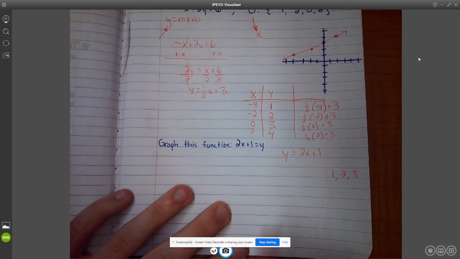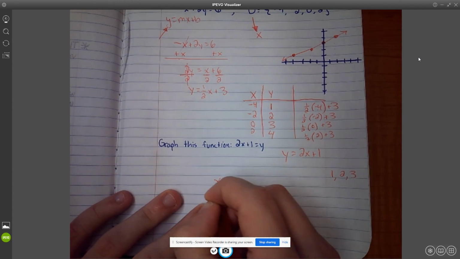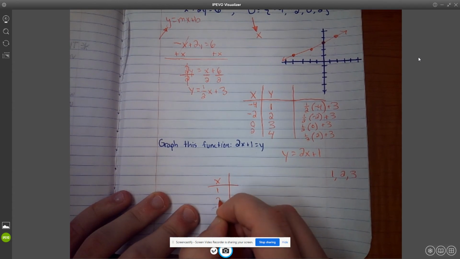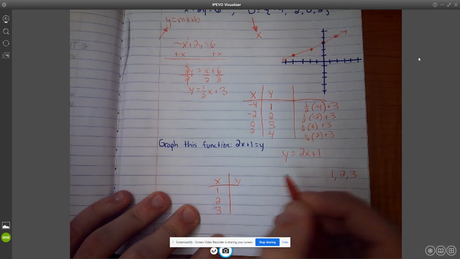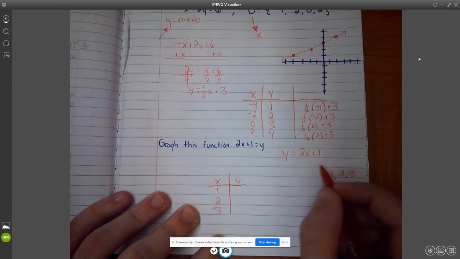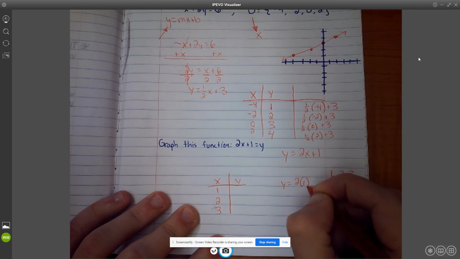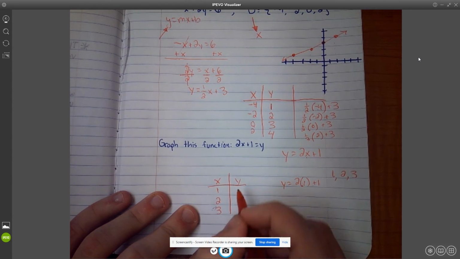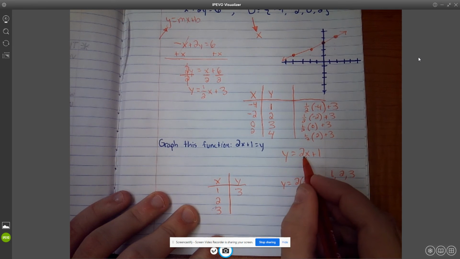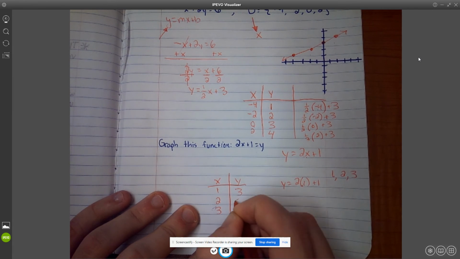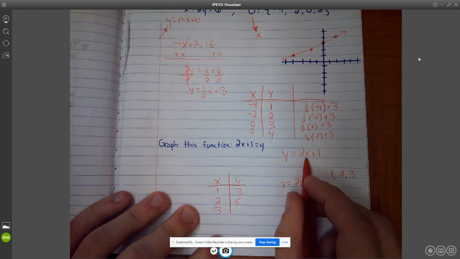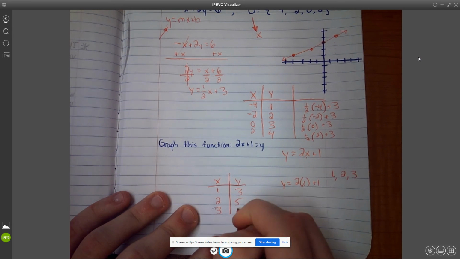So we're going to plug those in there. So when x is 1, 2, and 3, it's always good to do 0 too, but we didn't do that. So x would be 1. That would be y equals 2 times 1 plus 1. So 2 plus 1 is 3. 2 times 2 is 4 plus 1 would be 5. 3 times 2 is 6 plus 1 would be 7.